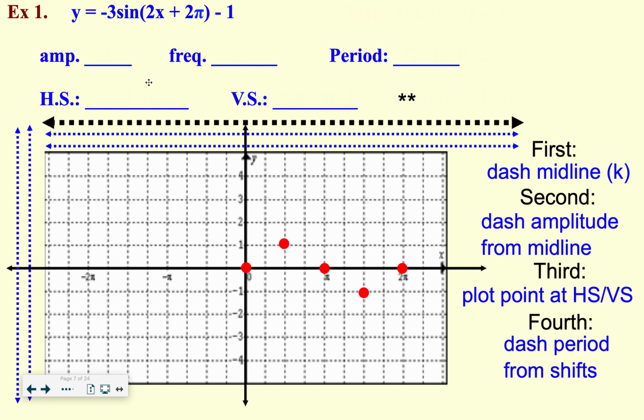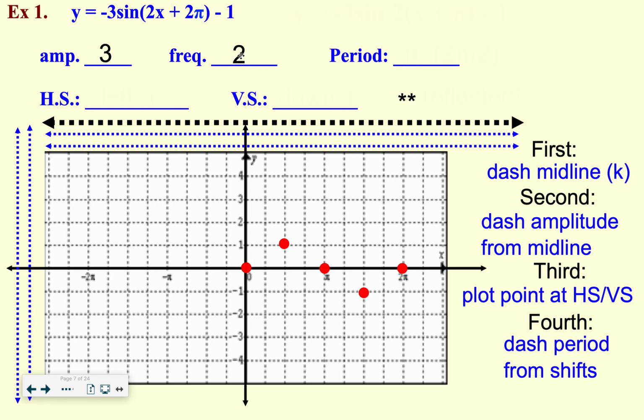Okay, so the first thing I would do is identify all these important pieces. You will be asked to state the amplitude. Remember, amplitude is the height from the midline, and that's always the number in front of your cosine or sine equation. So 3 is going to be my amplitude. Frequency is K, and that's always the number in front of your X. Amplitude in front of sine, frequency in front of X, so that's going to be 2.